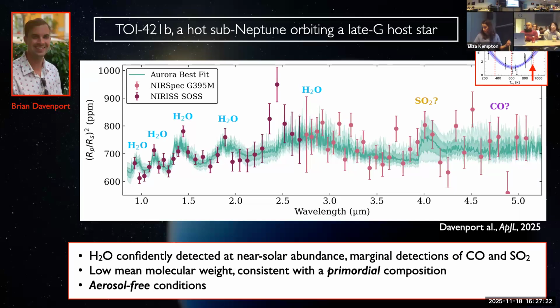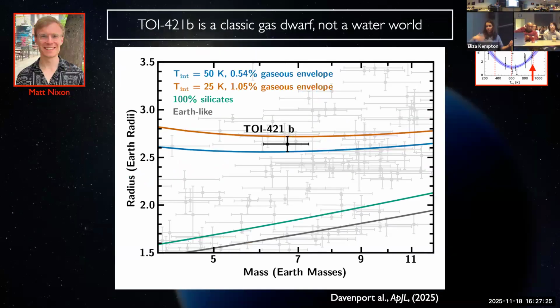Okay, so what do we do with this spectrum? This is the part where we want to tie it to formation and evolution scenarios. This is work done by my former postdoc, Matt Nixon, where he wants to use the atmospheric measurements to constrain the bulk composition of the planet. So given what we see in the atmosphere and a model of the internal structure of the planet, we're basically bounded by two families of models.